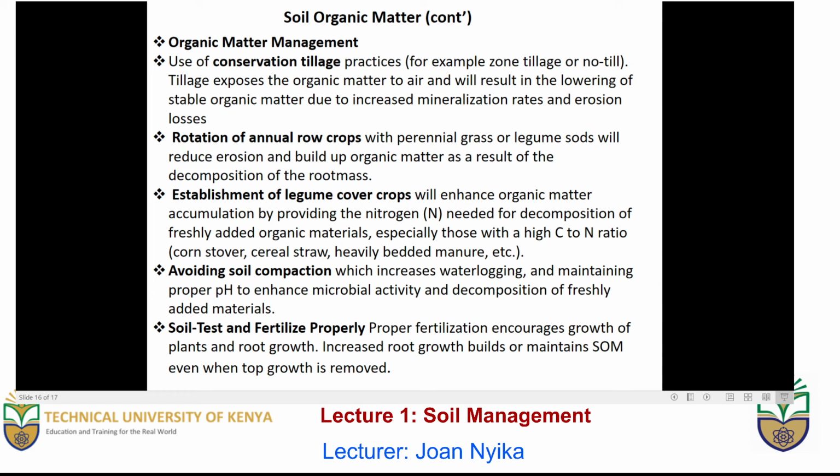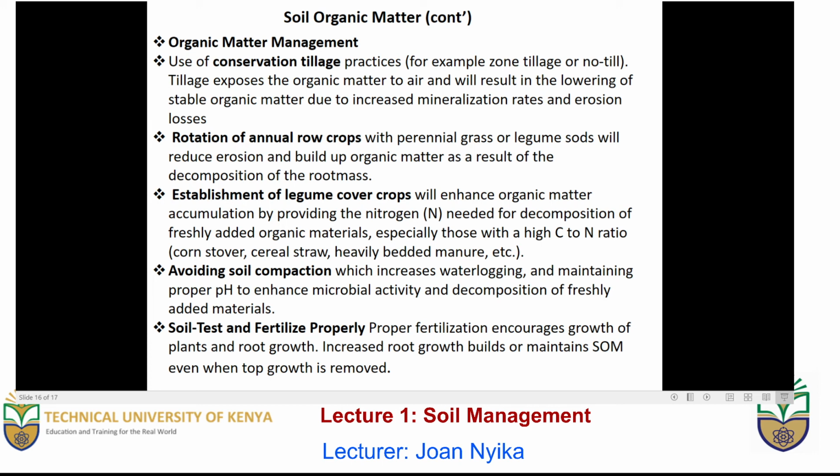Conservation tillage is also known as zero tillage or no tillage. Do not disturb the soil. This is what is commonly advised in modern day agriculture. The other process is what we call plant rotation. Plant rotation means that in every season you have to change the crops you grow on a farm.